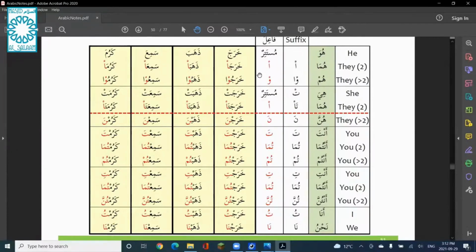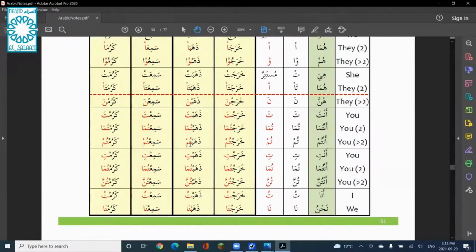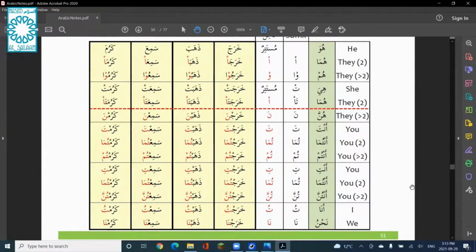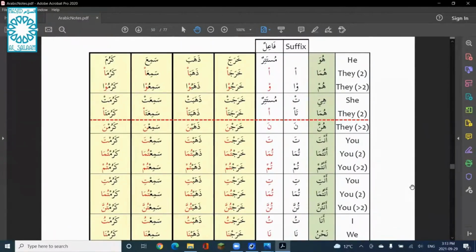All you have to do is substitute the new root letters in the place of the fa letter, ain letter, and the lam letter. Look at the zahaba example. We have zal as the fa letter, ha as the ain letter, ba as the lam letter. So we will become zahaba, zahaba, zahabu, zahabat, zahabata, zahabna, zahabta, zahabtuma, zahabtum, zahabti, zahabtuma, zahabtunna, zahabtu, zahabna. So inshallah, I hope and I believe that this should give you a very good idea.